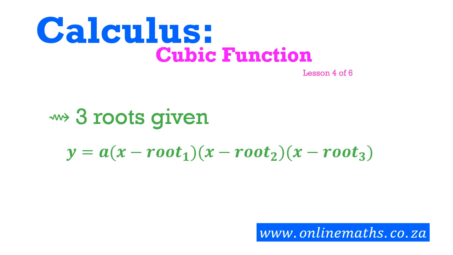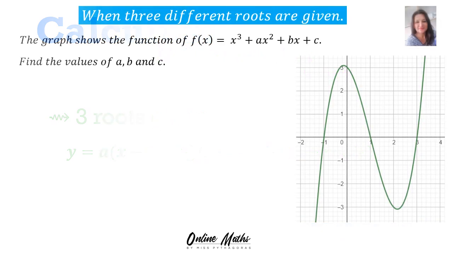Back to maths. So here I will teach you how to find the equation when three roots are given. And another name for a root is an x-intercept or a zero of a function. The first type we will look at is when three different roots are given. So let's do the example.